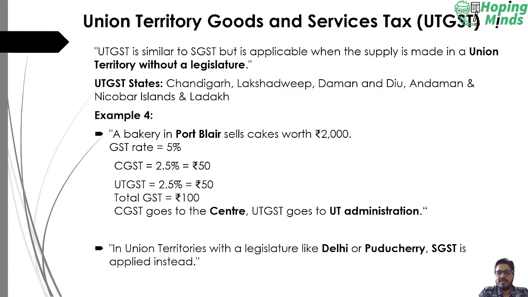So let us again understand the UTGST along with an example. A bakery in Port Blair sells cakes worth rupees 2,000. GST rate is 5%. The CGST charged will be 2.5% of 2,000, that is rupees 50, and UTGST is charged instead of SGST at the rate of 2.5%, which comes to rupees 50. Hence, the total GST comes to rupees 100. CGST goes to the center and UTGST goes to the UT administration.